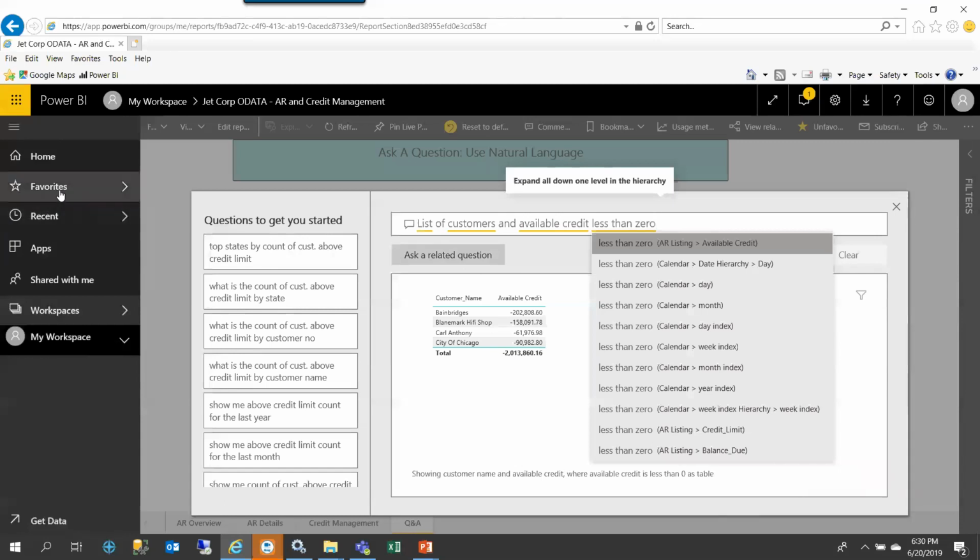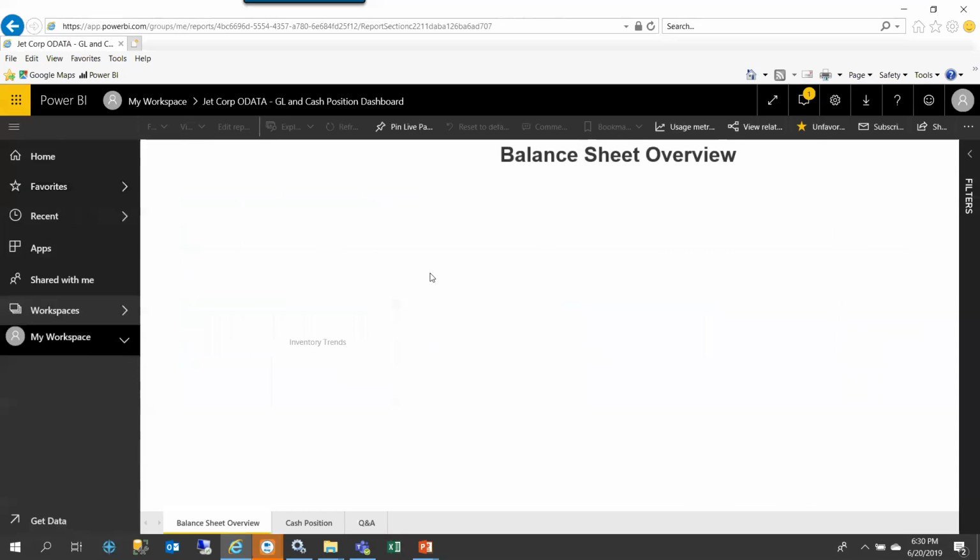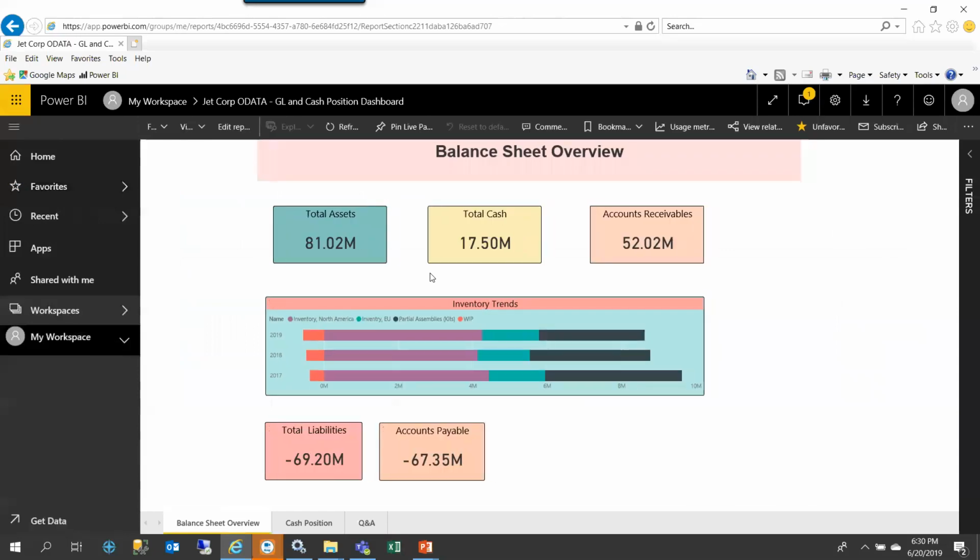And lastly, we'll go to our last report, which is the GL cash position dashboard. Here, we're showing a number of quick KPIs. Total assets of 81 million, total cash of 17 million, receivables of 52 million, and below, liabilities of 69 and accounts payables at $67 million.